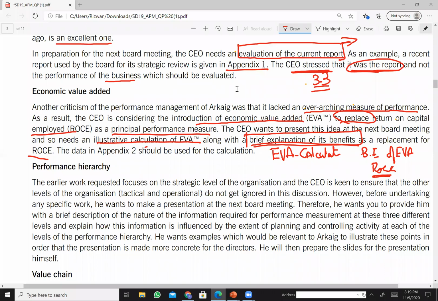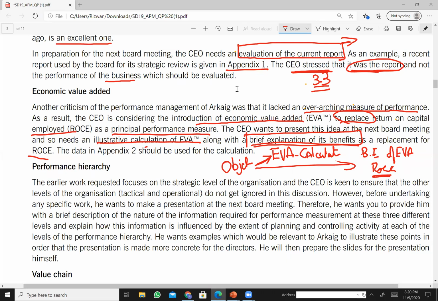And you will be shocked when I move to that point and I'll tell you what major blunder the students did in this requirement, and the examiner was shocked at what a mistake they made, because they were not able to find out the exact requirement that is asked. So you can see here what is required. I made it really clear that you have to do an illustrative calculation of EVA and mention the benefits of EVA as a replacement of ROS. So for me, these are the objects that are given to you: calculate EVA and mention the benefits of EVA as a replacement of ROS.